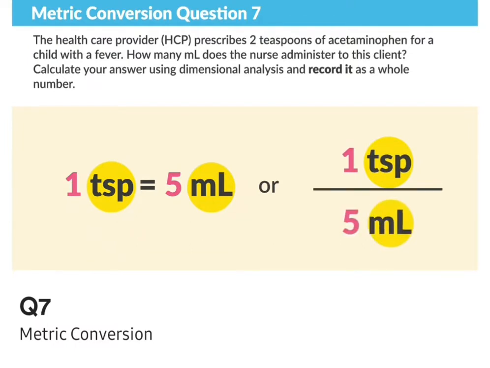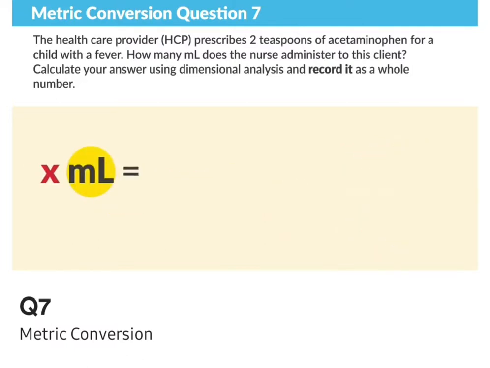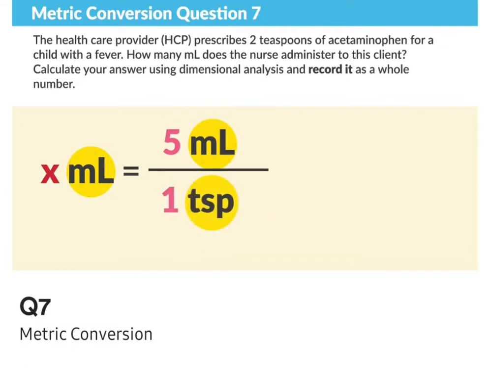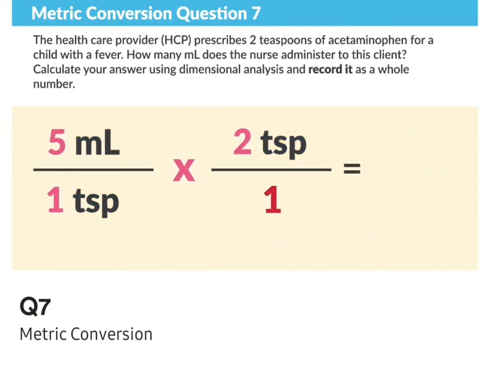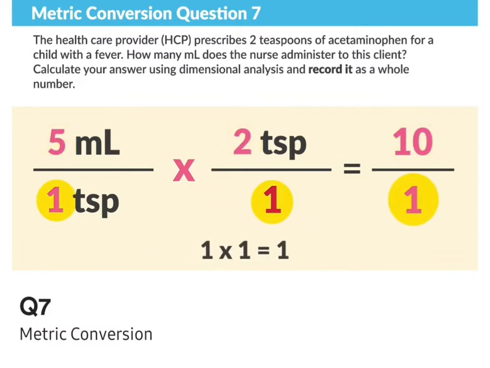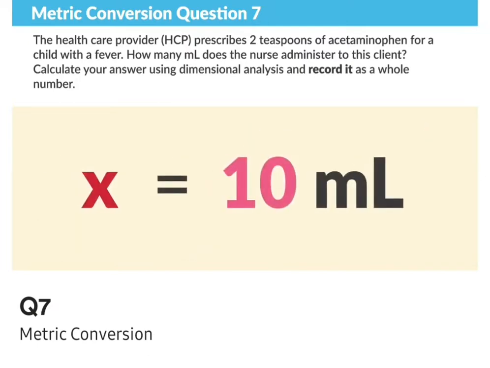Now let's set up our equation here. What are we calculating for? We're calculating for mLs. So we put x mLs equals 5 mLs over 1 teaspoon times 2 teaspoons. So now that everything's set up, we simply multiply across. So 5 times 2 is 10, and 1 times 1 is 1. Next, we simply divide the top number by the bottom number. So 10 divided by 1 is simply 10. So the correct answer here is 10 mLs.